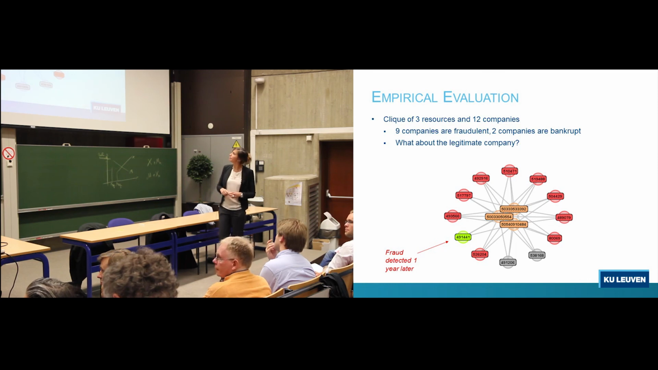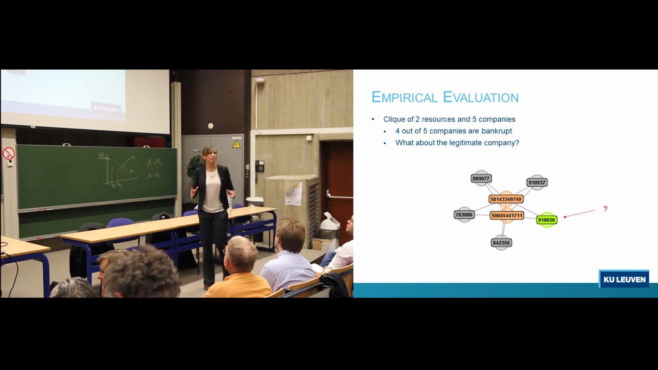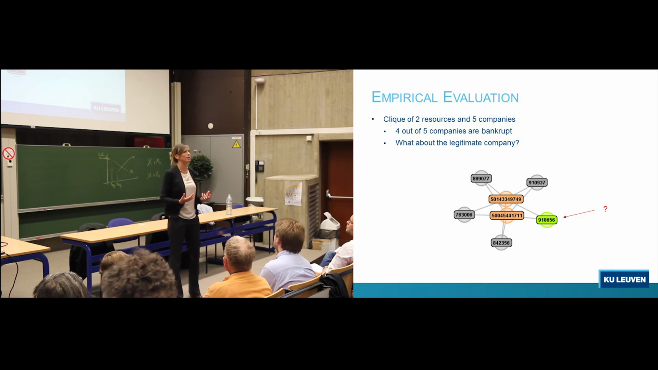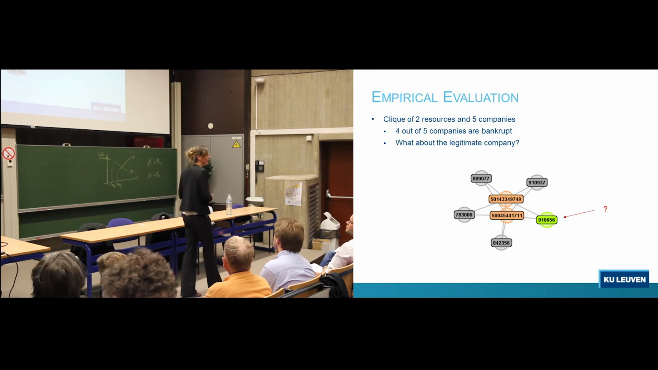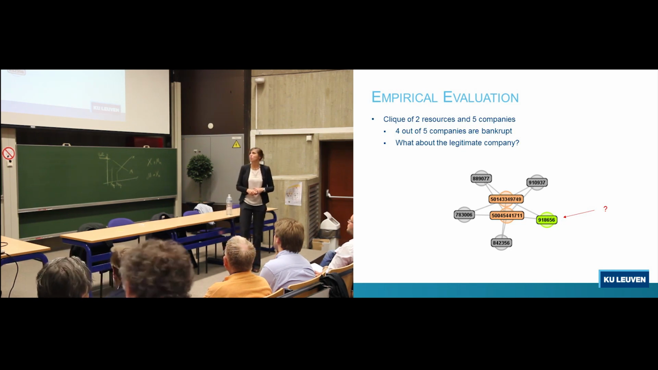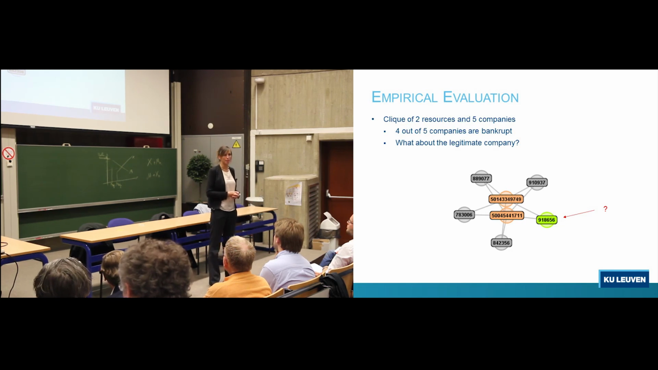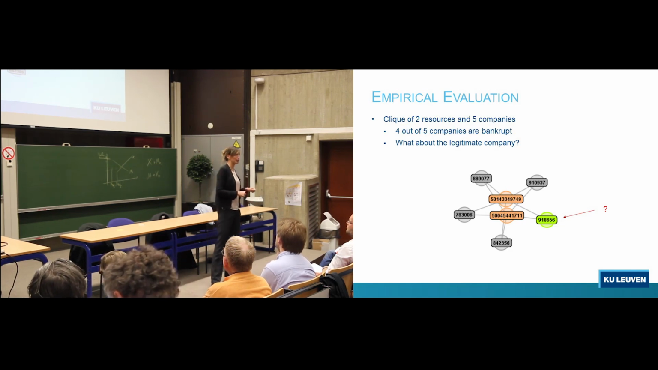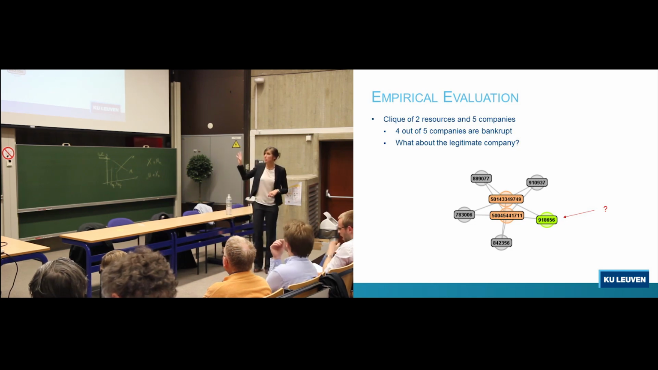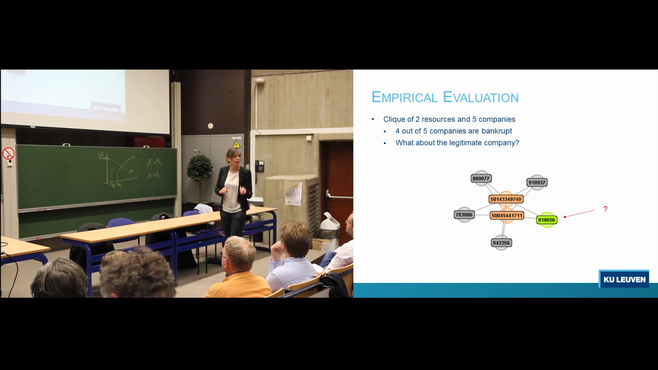Another example is this one, because the previous one was actually a detected spider construction. Inspectors already knew about that spider construction. This is a new one. This is an undetected spider construction because it consists of 2 resources and 5 companies. 4 out of 5 companies are bankrupt. They were not labeled as fraudulent. However, I would say that this is quite suspicious if there are 2 resources moving from one company to another company, leaving a trail of fraud.